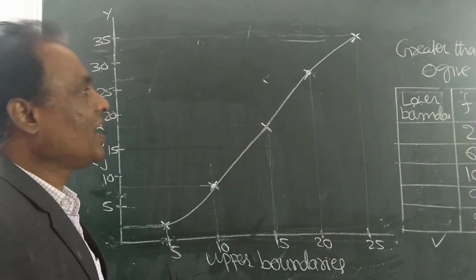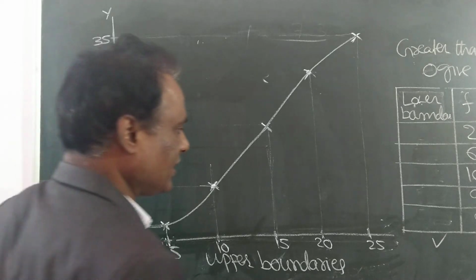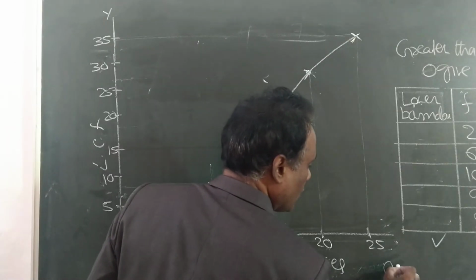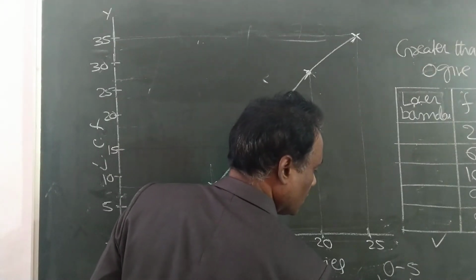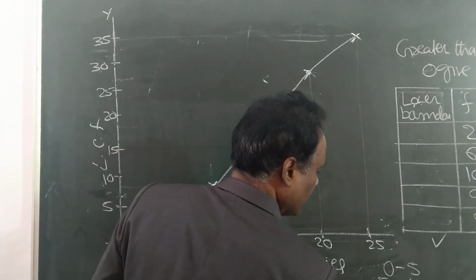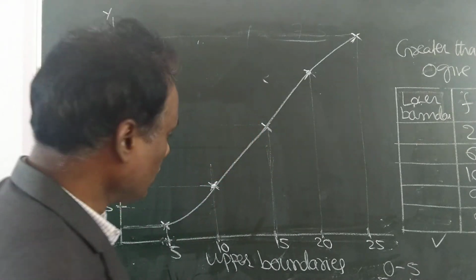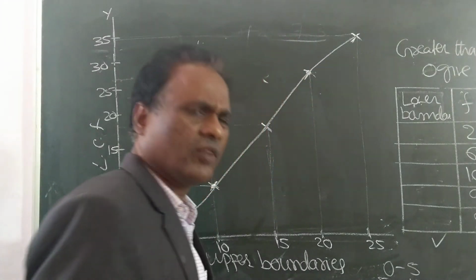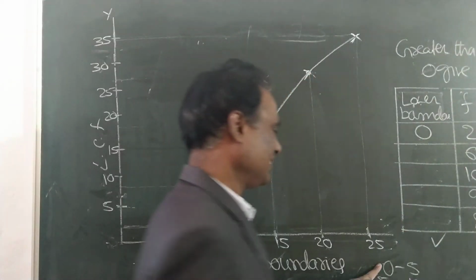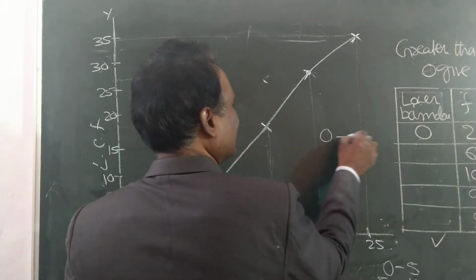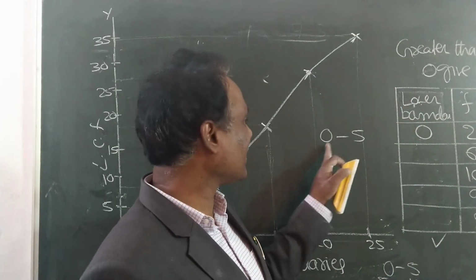Students, how to prepare the lower boundaries? What is our first class? First class is 0 to 5, no? Next class 5 to 10, 10 to 15, 15 to 20, 20 to 25, five classes. So upper boundary 5 means lower boundary 0. In the 0 to 5 class, previously I took upper boundaries. Now lower boundaries, the lower boundary is 0.